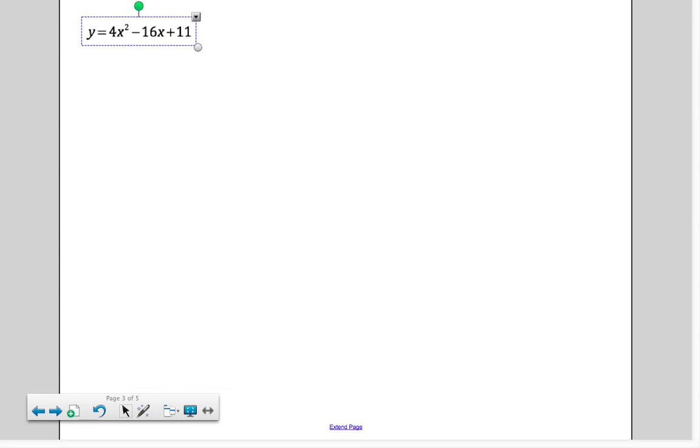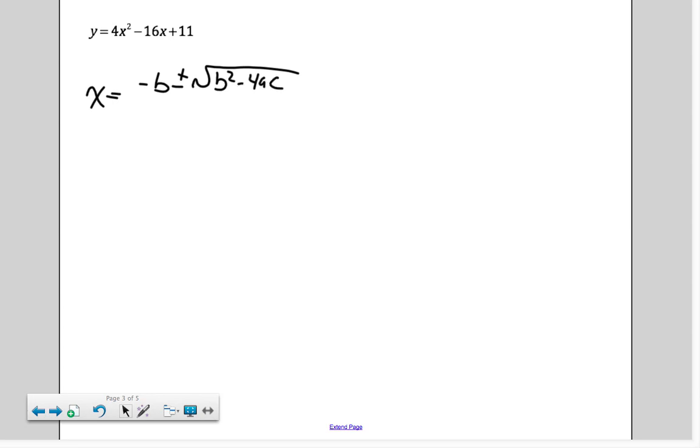So here we have our equation. I'm going to write out the quadratic equation again. X is equal to minus b plus or minus the square root of b squared minus 4ac all over 2a. What's my value of a here in this equation? 4. Value of b? Negative 16. And c is 11.